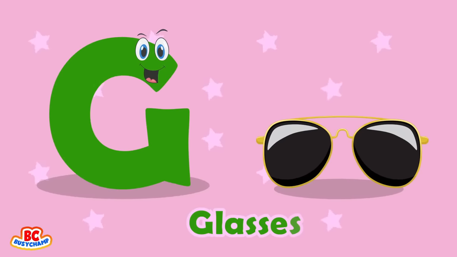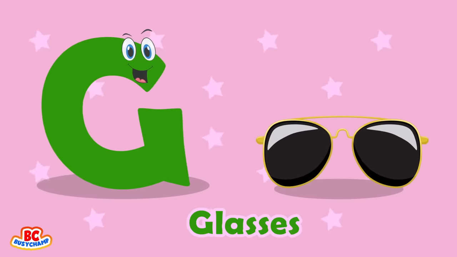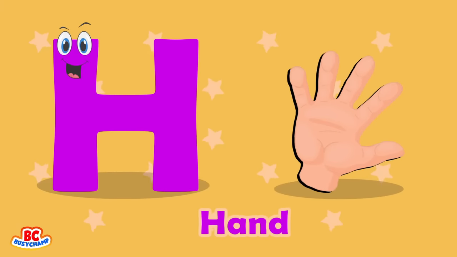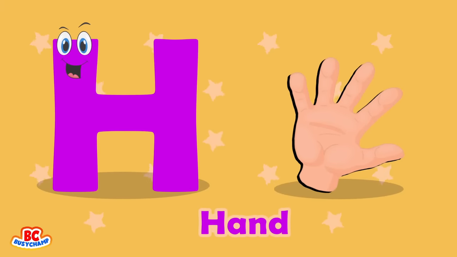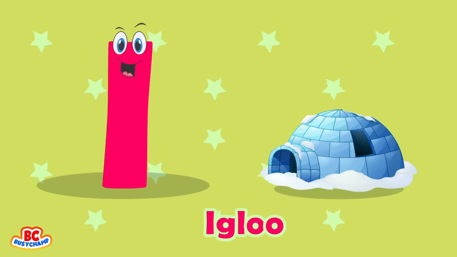G is for glasses. G-g-glasses. G-glasses. H is for hand. H-h-hand. H-hand. I is for igloo.